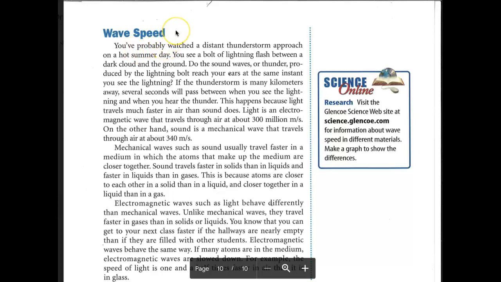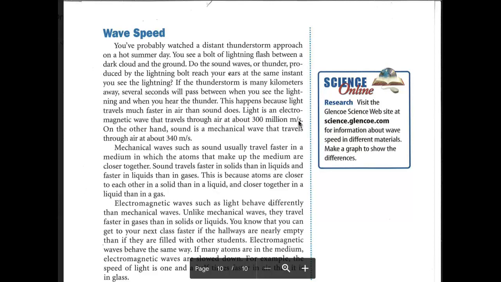You probably watched a distant thunderstorm on a hot summer day, and you see a bolt of lightning flash between the dark cloud and the ground. Do the sound waves, or thunder, produced by the lightning bolt reach your ears at the same instant you see it? If the thunderstorm is many kilometers away, several seconds will pass between when you see lightning and when you hear the thunder. This happens because light travels much faster than sound does. Light is an electromagnetic wave that travels through air at about 300 million meters per second. On the other hand, sound is a mechanical wave that travels through air at about 340 meters per second.